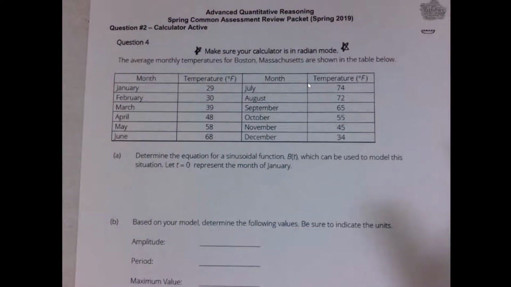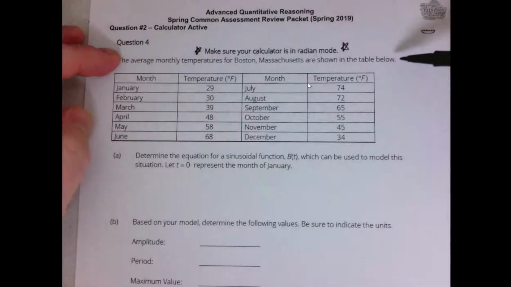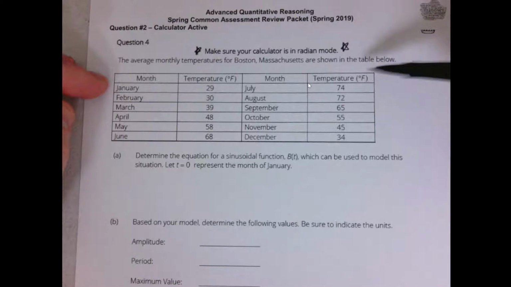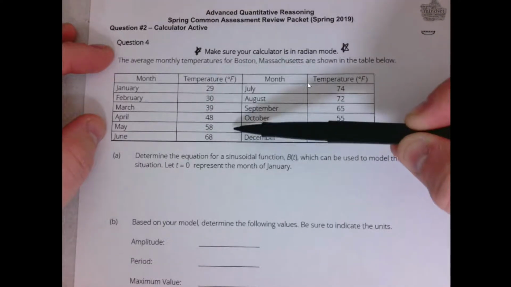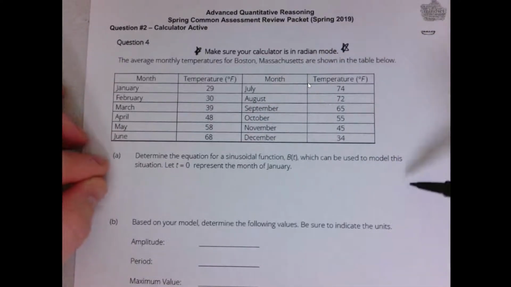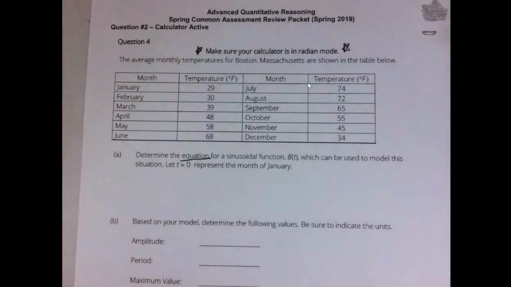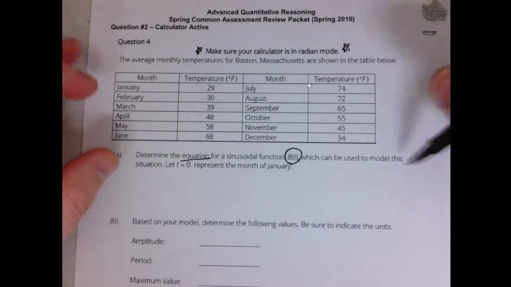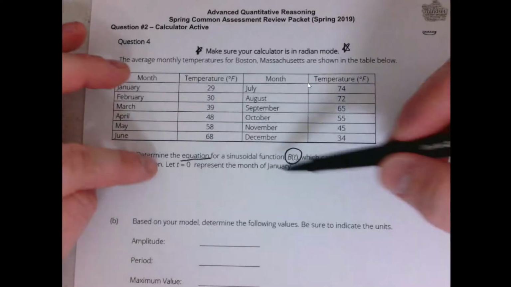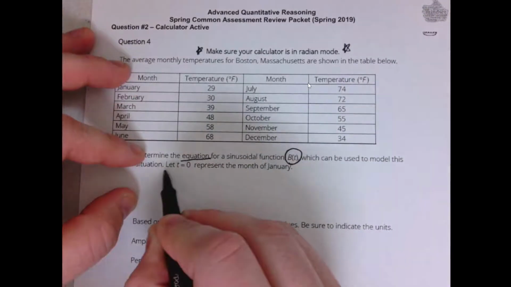Okay, here we have a problem where the average monthly temperatures in Boston, Massachusetts are shown in this table. So we have January through December, and then the temperatures reported to us in Fahrenheit. Okay, so part A says determine the equation for a sinusoidal function B of t, this is what they're calling it, which can be used to model this situation, and they're going to say let t equal 0 represent the month of January. So let's start right here.